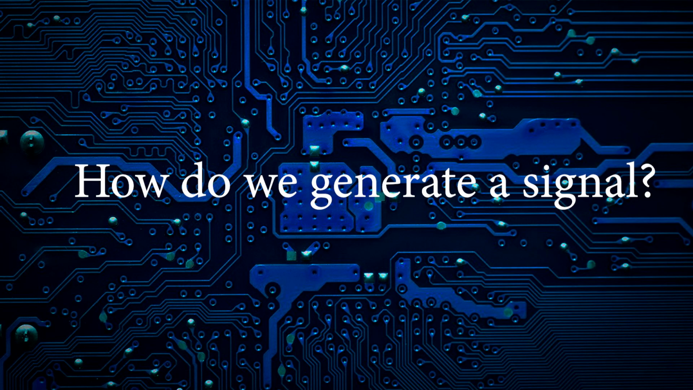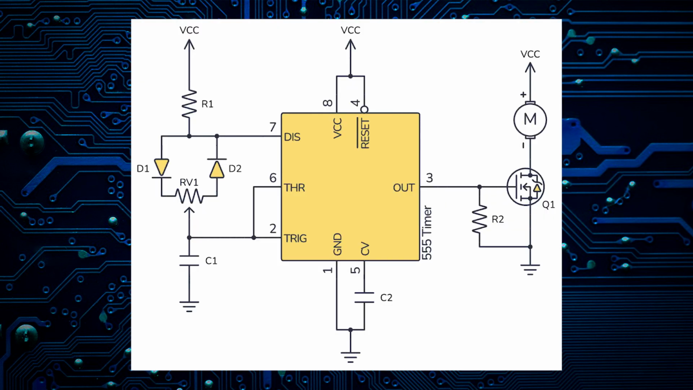Well, at last we have to see how to generate a PWM signal. We have many ways to generate a PWM signal, both analog and digital. For the analog case, we have the option of using a timer, any 555. Using a modified version of the astable circuit, we can generate a PWM signal.